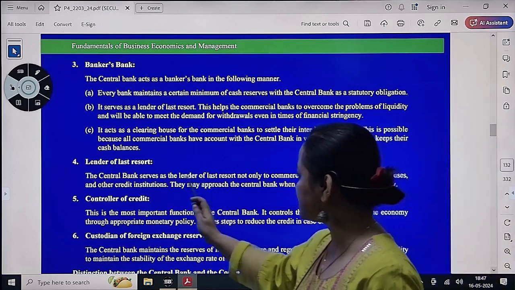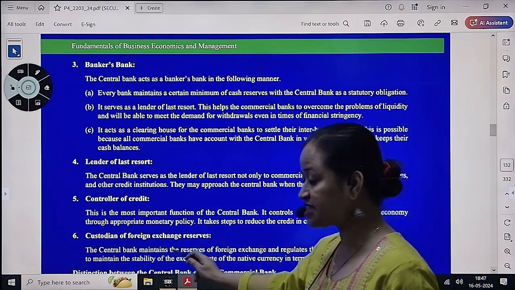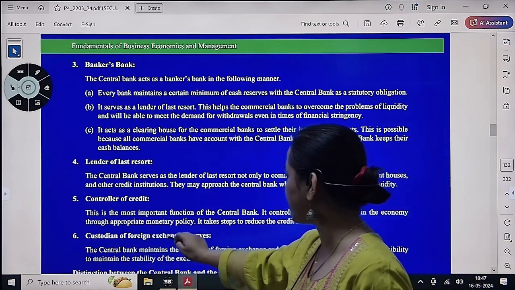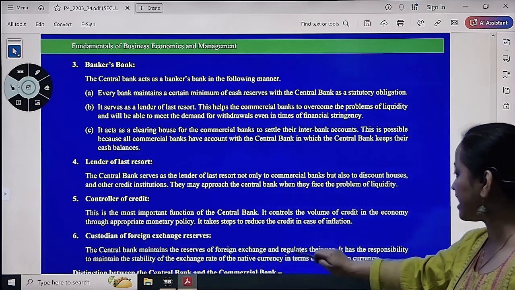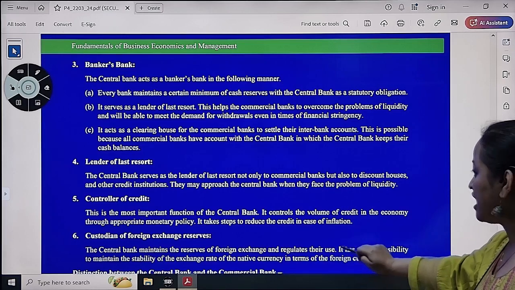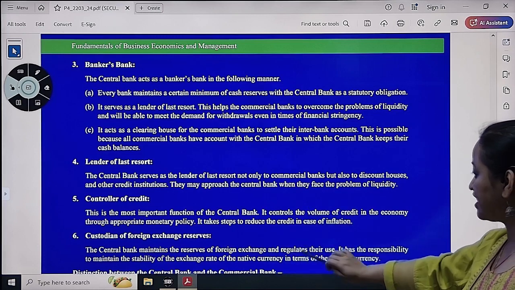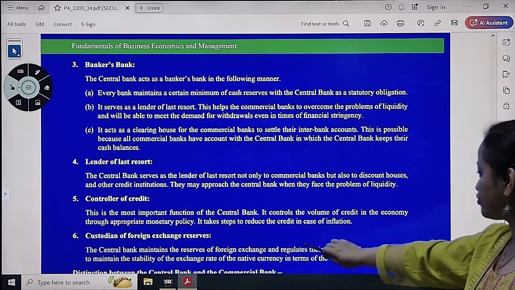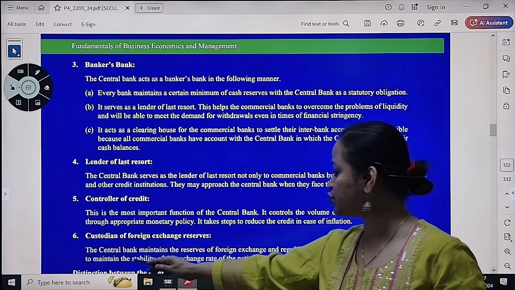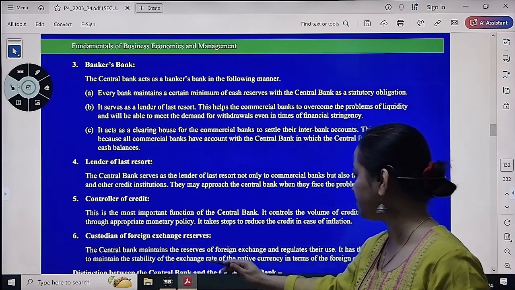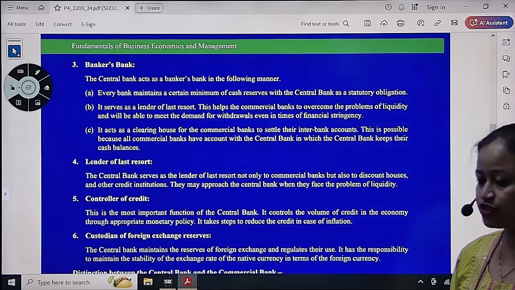Now next one is custodian of foreign exchange reserve. So the central bank is also called custodian of foreign exchange reserve. The central bank maintains the reserve of foreign exchange and regulates their use. Okay, foreign exchange का reserve भी maintain वो करते हैं, and the central bank regulates their use. It has the responsibility to maintain the stability of the exchange rate of the native currency in terms of the foreign currency. Fine. So this is another function.